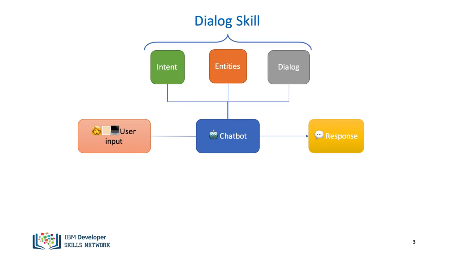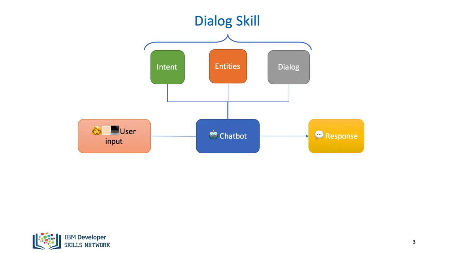The chatbot will use three main components to determine how to interpret the user input and how to respond to it. Intents, the subject of this module, entities, which we'll cover in the next module, and finally the dialogue, which we'll cover in Module 4.